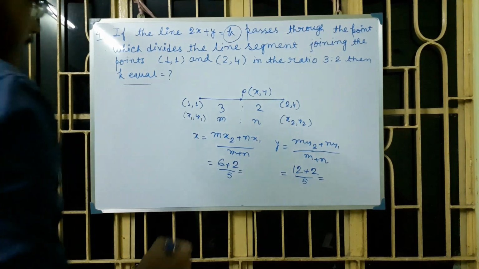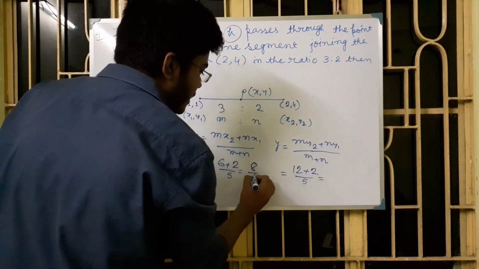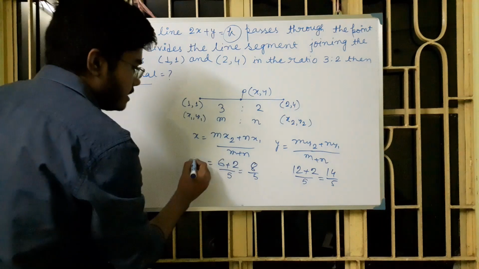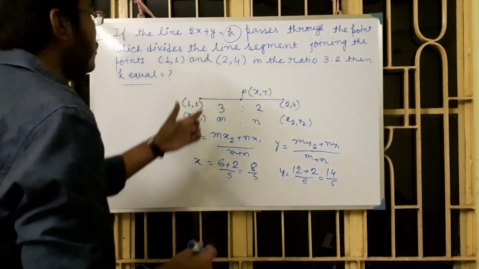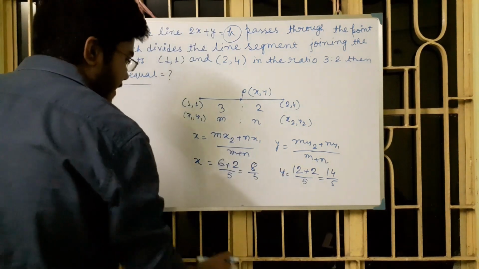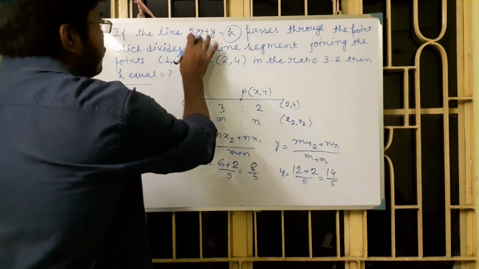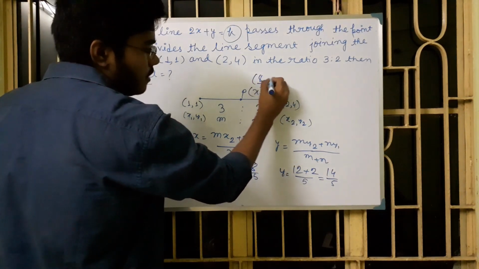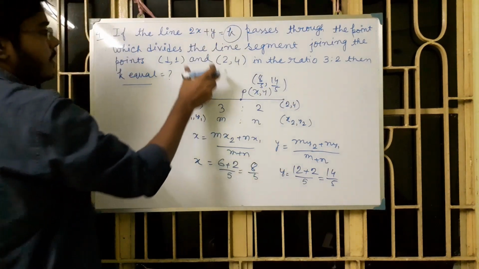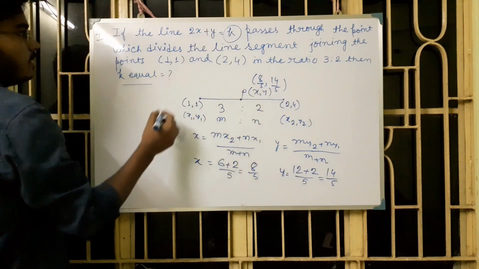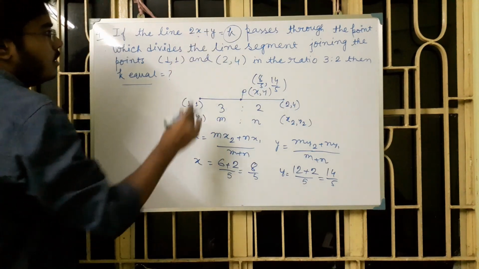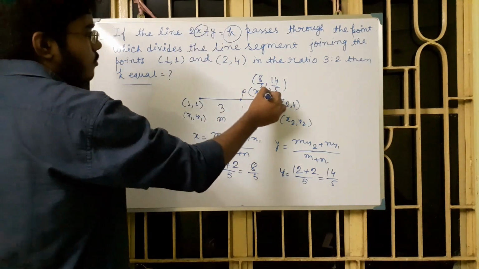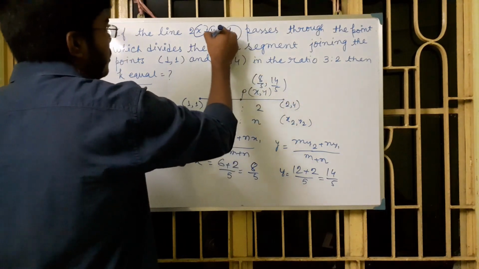Okay, so this is correct. 8 by 5 and this is 14 by 5. So x is 8 by 5 and y is 14 by 5. I thought that the question was wrong, but this is correct. And if this straight line passes through this point (8/5, 14/5), this straight line will satisfy this equation. So putting the value of x in place of x, and putting the value of y in y.